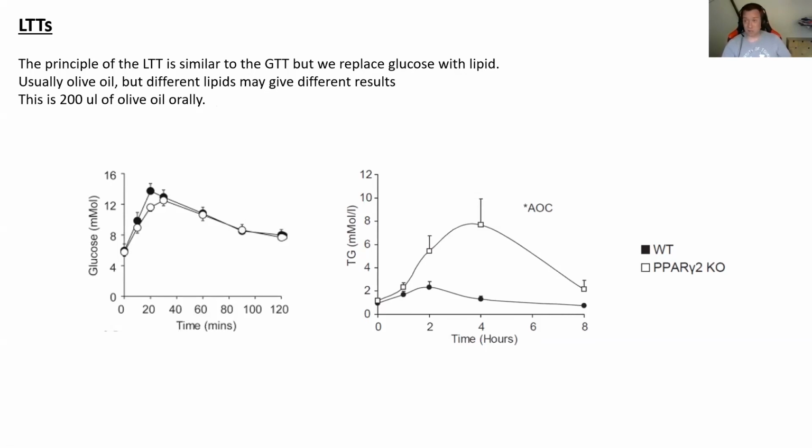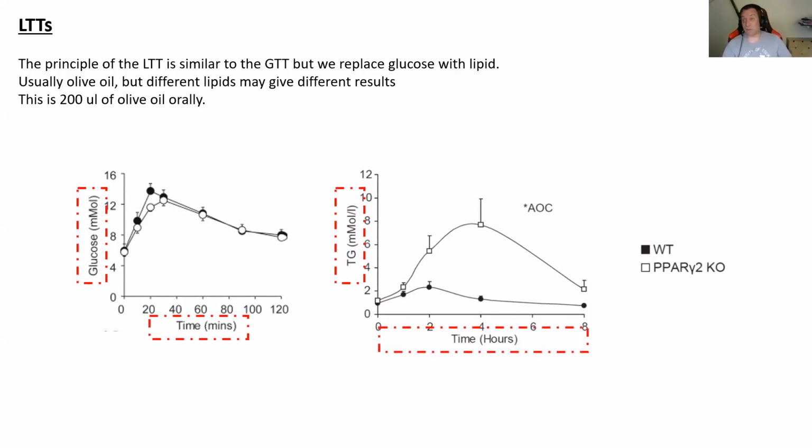Two things to note, and these are really the only two points I'm going to make. First of all, obviously you are measuring different things. In a GTT, you're measuring glucose. In a lipid tolerance test, you're measuring triglyceride. So practically, you're going to have to collect serum, and then biochemically analyze the TG after the fact, so you won't get your data out at the same time. And the other is the timescales. GTT, 120 minutes. LTT, this is 8 hours. So you've got very, very different timescales for these tests.